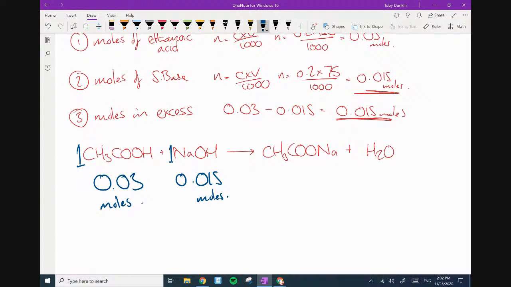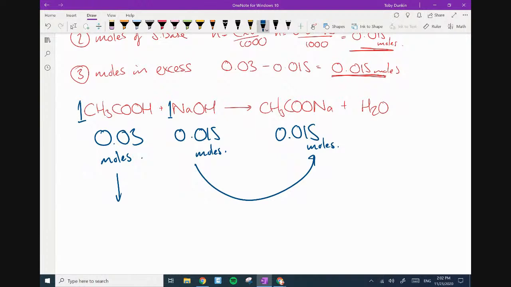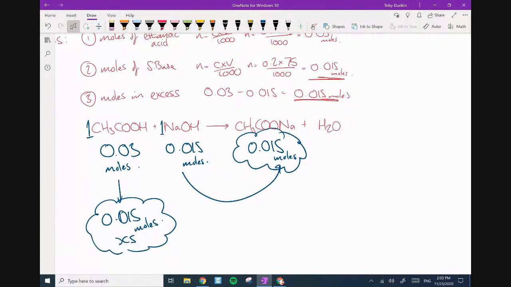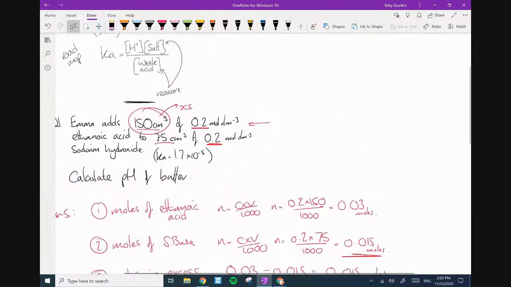Now, what we realize is that the moles of the base are going to become the moles of the salt. Now, some students say, why is it not the moles of the acid? The reason being is the moles of acid are in excess, so we can't use 0.03. So that's going to become 0.015 moles in excess. But I've now got that many moles of salt. Is this okay with everybody? So this is the leap of faith.